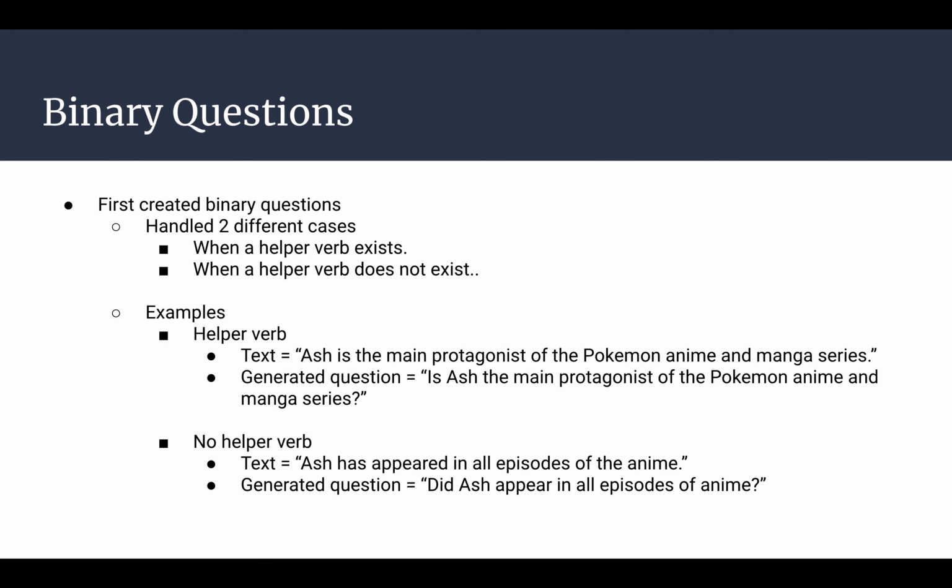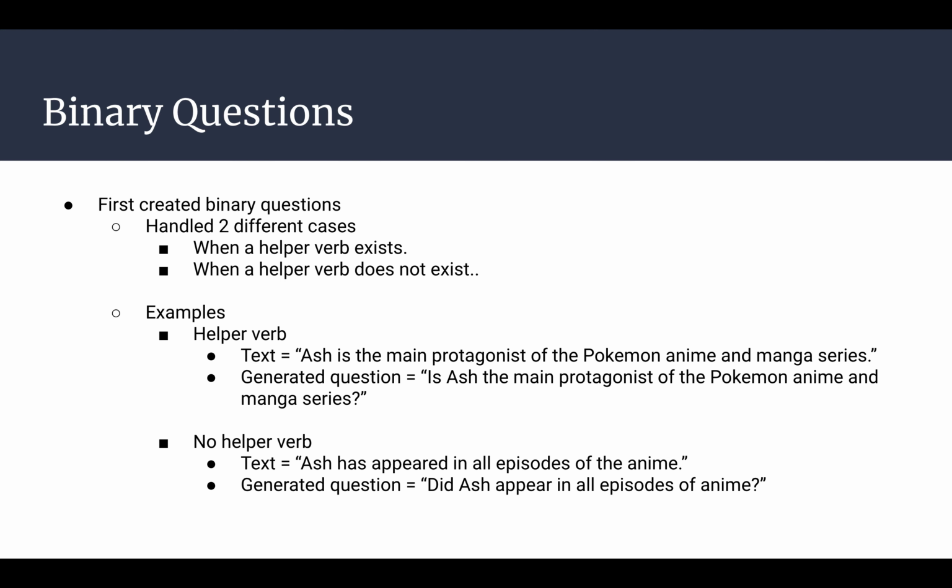For binary questions, we handle two different cases, when a helper verb exists and when it does not exist. In the case where it does exist, we essentially swap the helper verb and the proper noun in the sentence. When there is no helper verb, we check the tense and whether or not there are plurals, and then use that to choose the word to start the question.